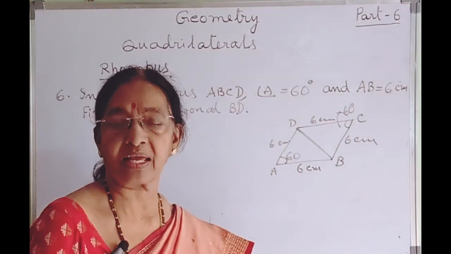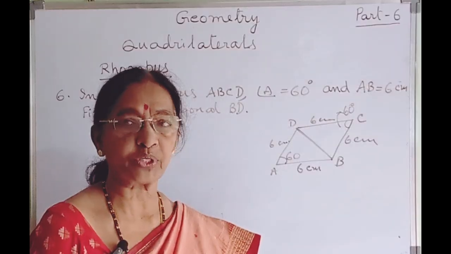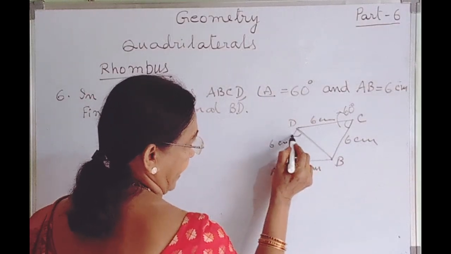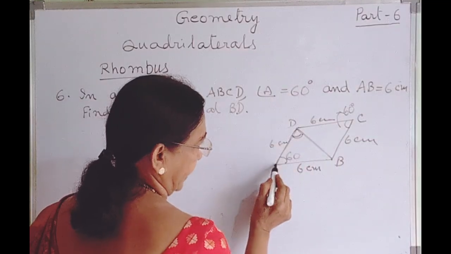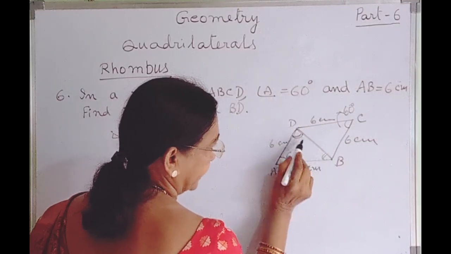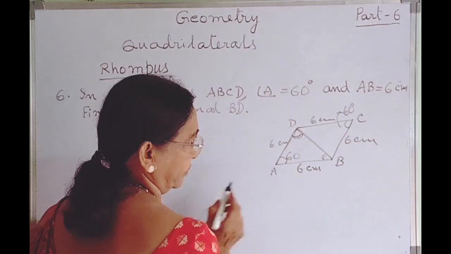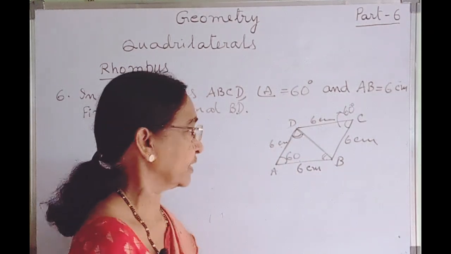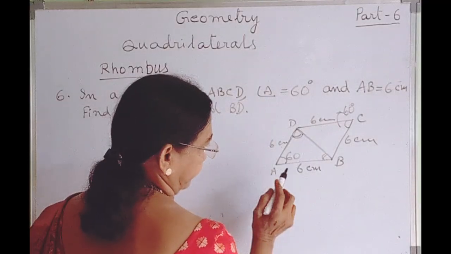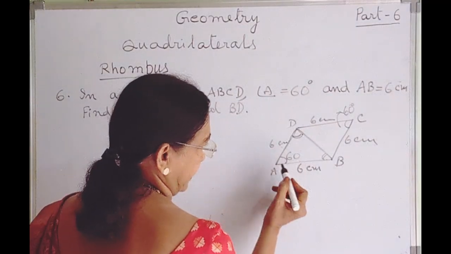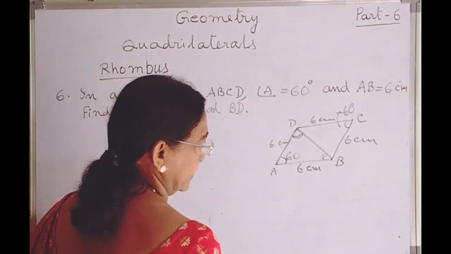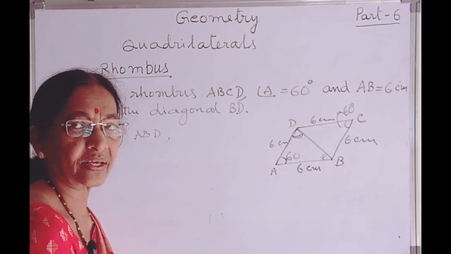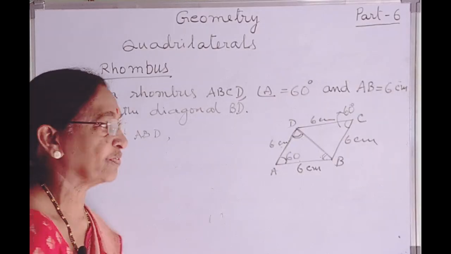In an isosceles triangle, the angles opposite to equal sides are equal. So, the angle opposite to this side is this angle, and the angle opposite to this side is this angle. These two angles are equal because these two sides are equal. Therefore, these two sides are equal and this angle is 60 degrees. Therefore, each of these two angles is 60 degrees because the sum of the angles in a triangle is 180.